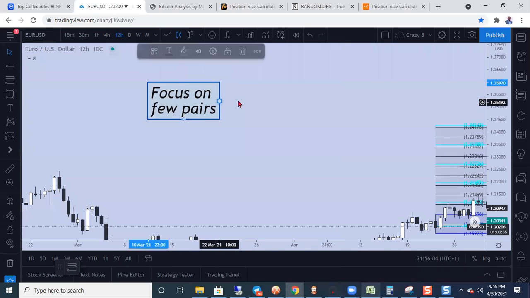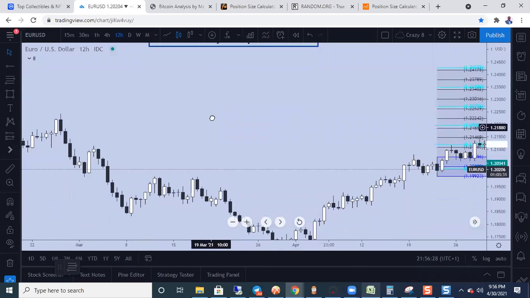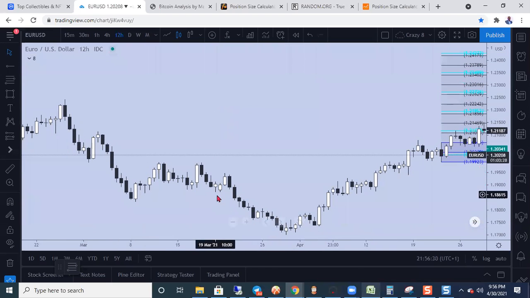That's the secret. Focus on few pairs. You don't need to trade more than 2 pairs to be serious. Why would you want to trade 5, 6, 7, 8 pairs? What are you looking for? How would you monitor them? All you need to do is follow the candlesticks. If your setup hasn't come, wait for it. You simply wait for it, right?